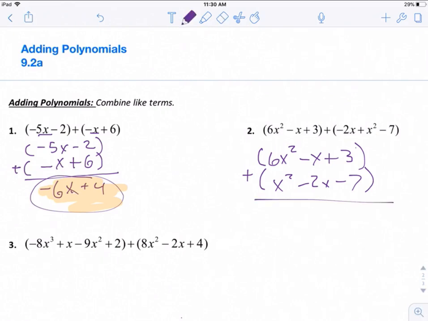So 6x squared plus x squared, they're like terms since it's x squared, is going to be 7x squared. And then we have minus x minus 2x. That's going to be minus 3x. And then we have plus 3 minus 7, which will give us a negative 4. And that is our answer.